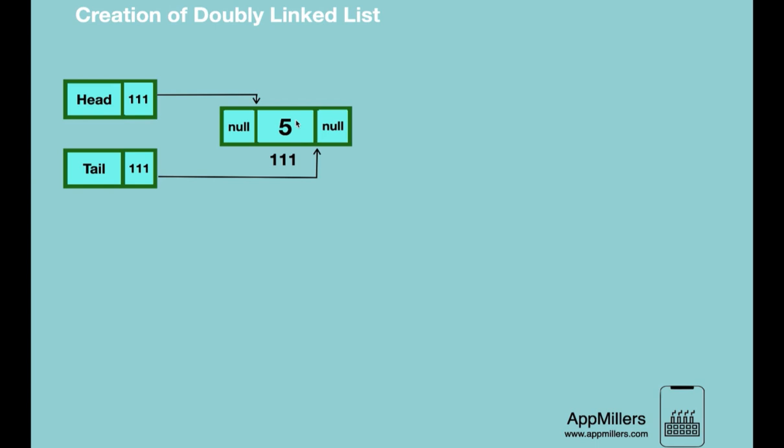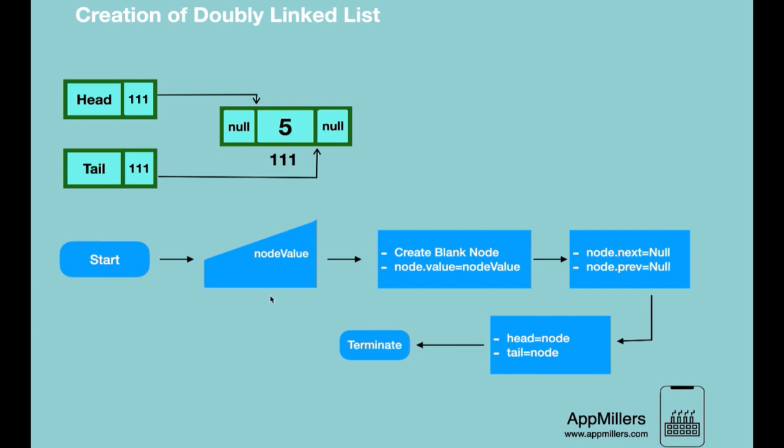So if we put all these steps together, we can create an algorithm of double linked list creation. So the algorithm starts from here. It takes node value as a parameter. Then in the next step, we are creating a blank node. Then after creating the blank node, we are assigning a value to this blank node, and this value comes from the parameter over here. Then the next step is we are setting next and previous references of this node to null. After setting these references to null, we need to create a link from head to this node and tail to this node. So in the next step, we are setting head to this node and tail to this node. Then after doing this step, we terminate our algorithm. So the creation of double linked list is completed.